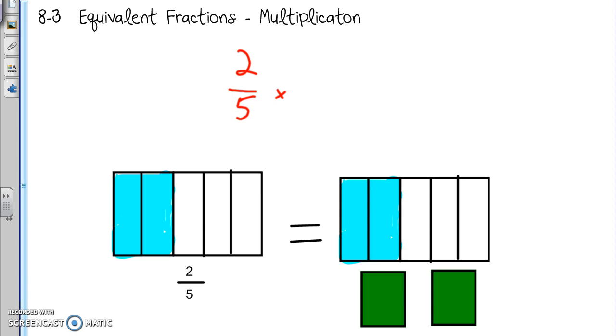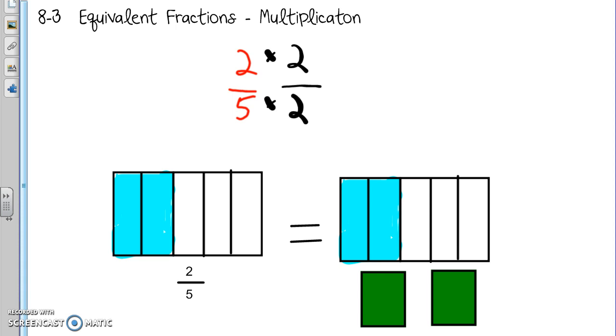This is 2/5. Let's actually do it this way so it's easier to see. We're going to multiply the top number. Okay, we're going to multiply the top number by 2 and the bottom number by 2. So really we're multiplying by 2/2. If you know what 2/2 is, it's 1. What happens when you multiply by 1? You get the exact same answer, an equivalent answer.